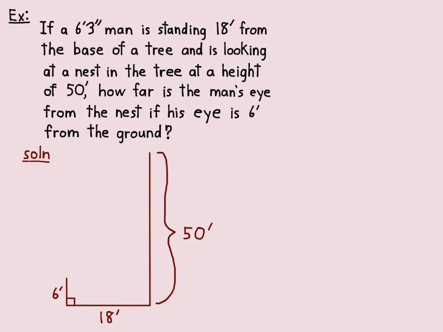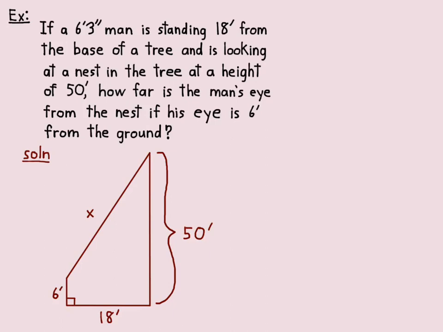So he's standing here, and he's standing over here. Here's his eye, and he's looking at this nest that's up here. So the picture looks like this. I'm just following what it says, right? It's kind of nice it all came out with integer feet instead of feet and inches. So the distance is the thing we're trying to find, the distance between his eye and the nest, which is this x. I just made up a letter x for that.